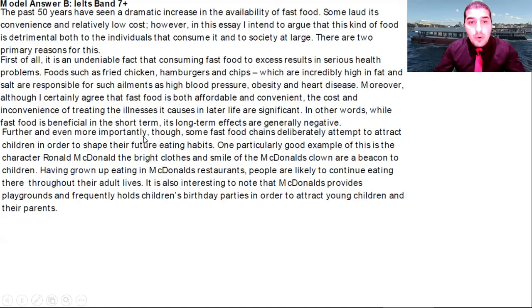Further, and even more importantly, some fast food chains deliberately attempt to attract children in order to shape their future eating habits. One particularly good example of this is the character of Ronald McDonald. The bright clothes and the smile of the McDonald's clown are a beacon to children. Having grown up eating in McDonald's restaurants, people are likely to continue eating there throughout their adult lives. It is also interesting to note that McDonald's provides playgrounds and frequently holds children's birthday parties in order to attract young children and their parents.